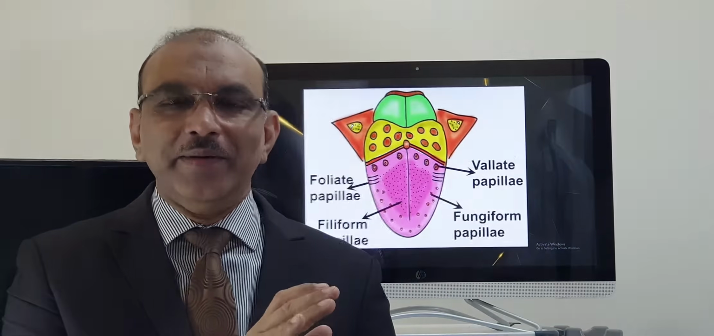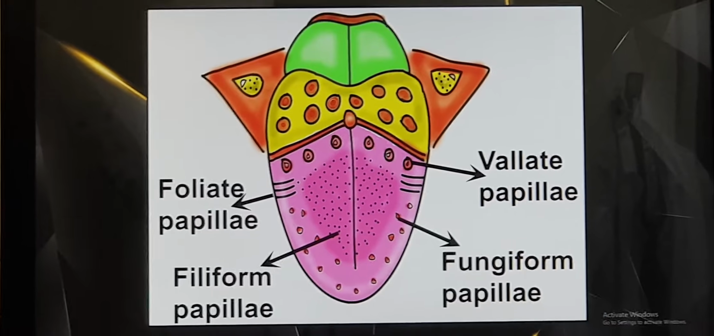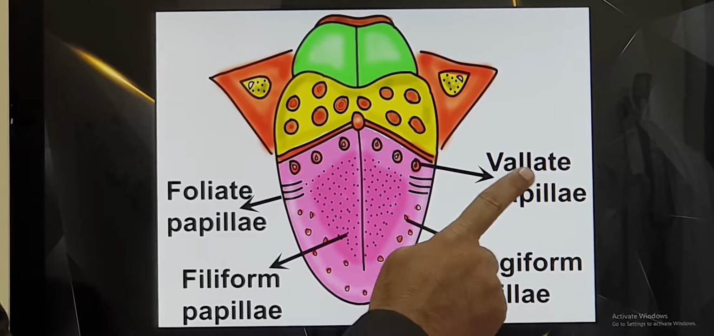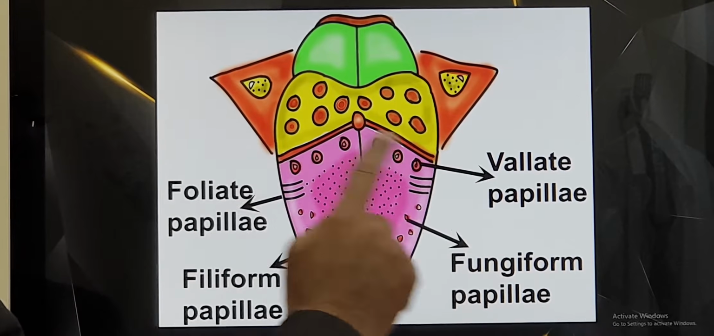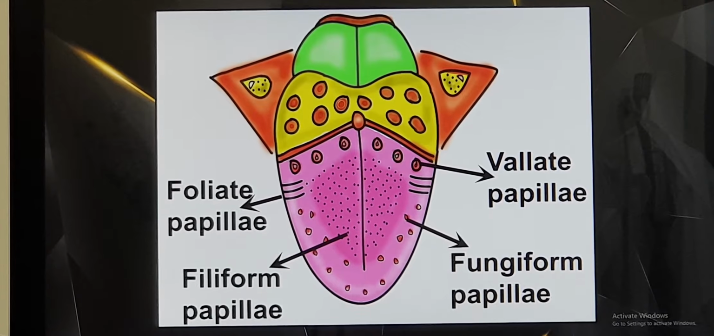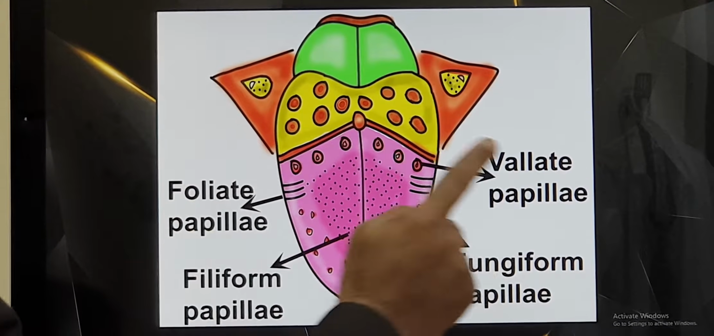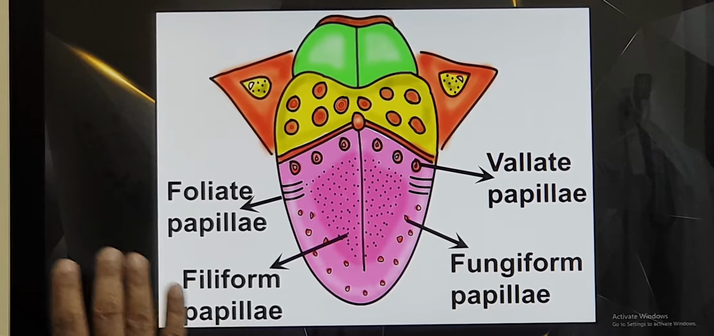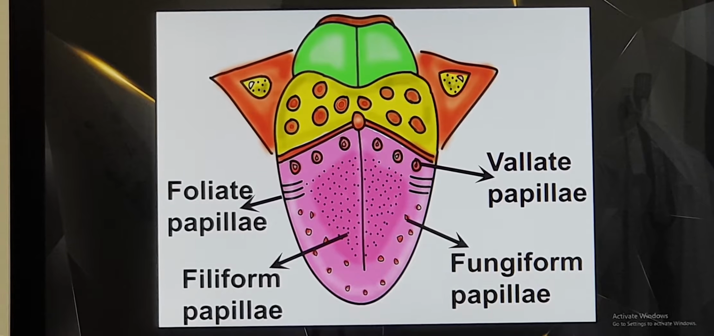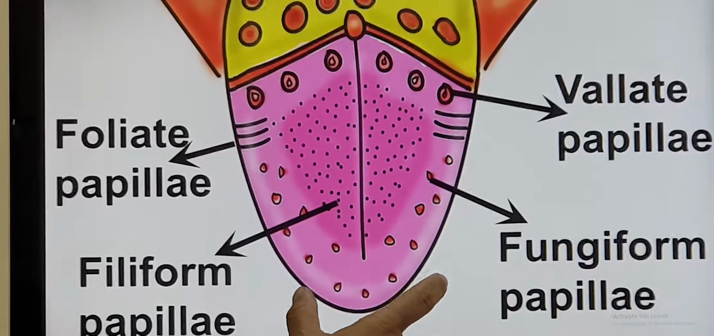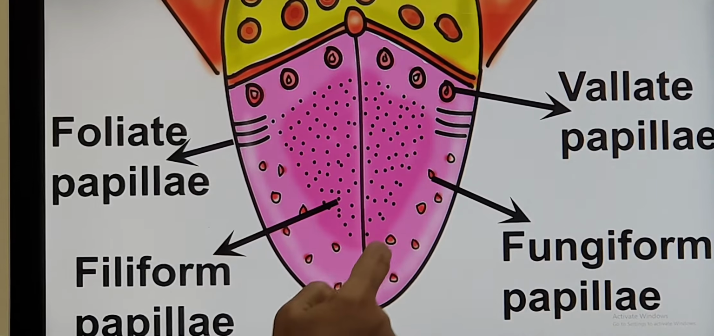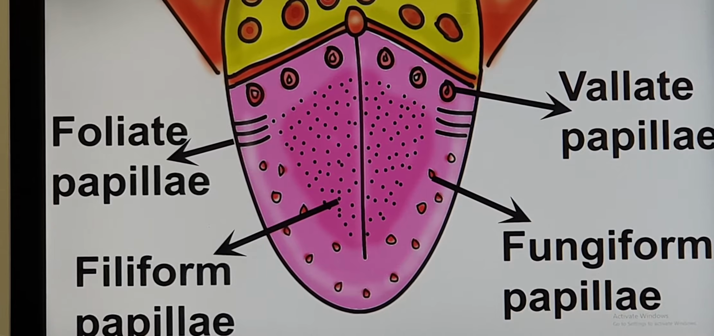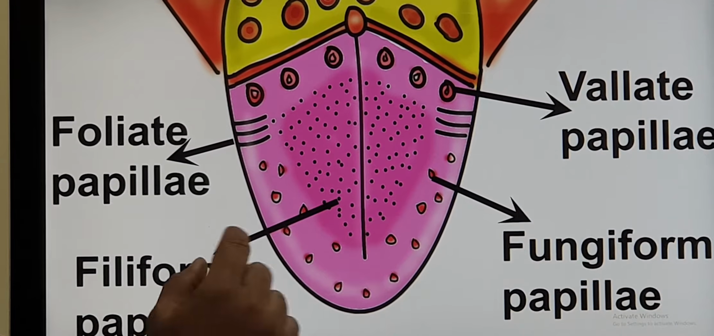So if you see this diagram, you have four types of papillae: filiform papillae, fungiform papillae, vallate papillae, and foliate papillae. These papillae are there in the concerned areas. The taste buds are related to three of them: fungiform, vallate and foliate papillae. Filiform papillae don't have any taste buds. They occupy the majority of the surface of the tongue, look like spikes, and the average length is about 1 millimeter.